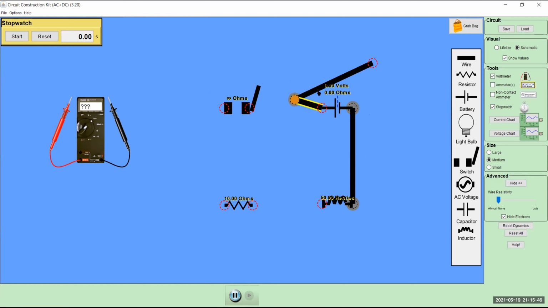Did I duplicate it already? Anyway, another wire in here. I need another wire in here. Okay, that is my circuit.